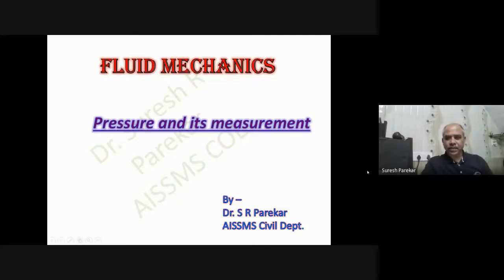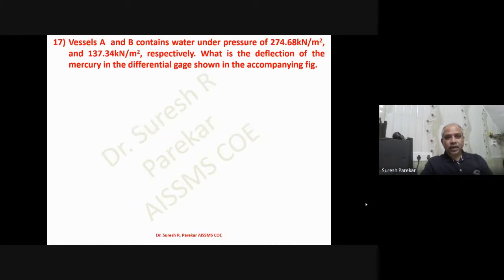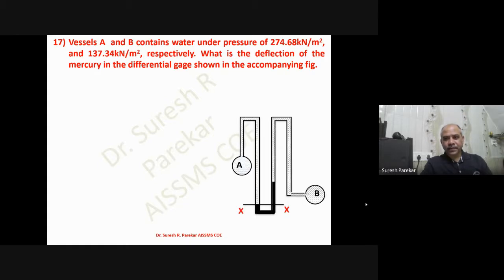Some problems on pressure and its measurement. Now we have this problem. A diagram is given and values are given in the diagram. And we have to find out what is the deflection of the mercury in the differential gauge shown in the accompanying figure.